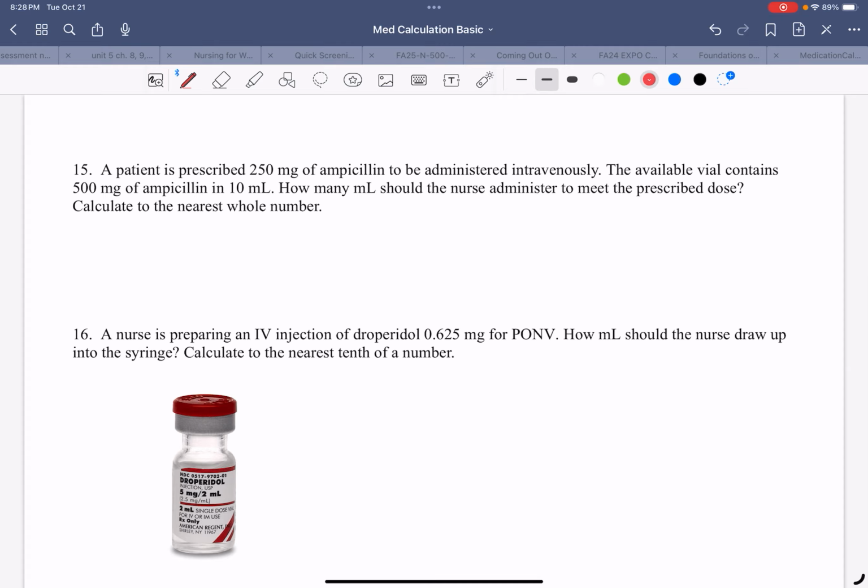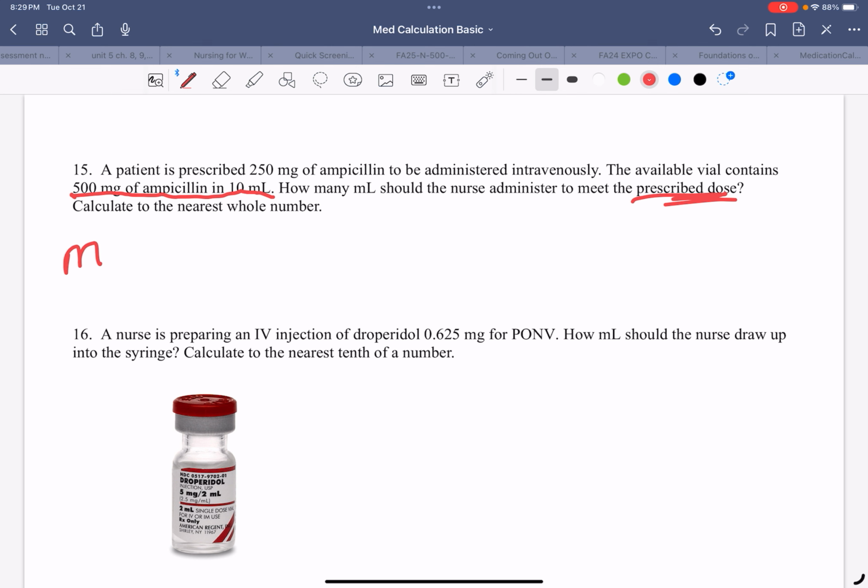All right. So the patient is prescribed 250 milligram of ampicillin to be administered intravenously. The available vial contains 500 milligram of ampicillin in 10 milliliter. How many milliliter should the nurse administer to meet the prescribed dosage? All right, again, pause the video.